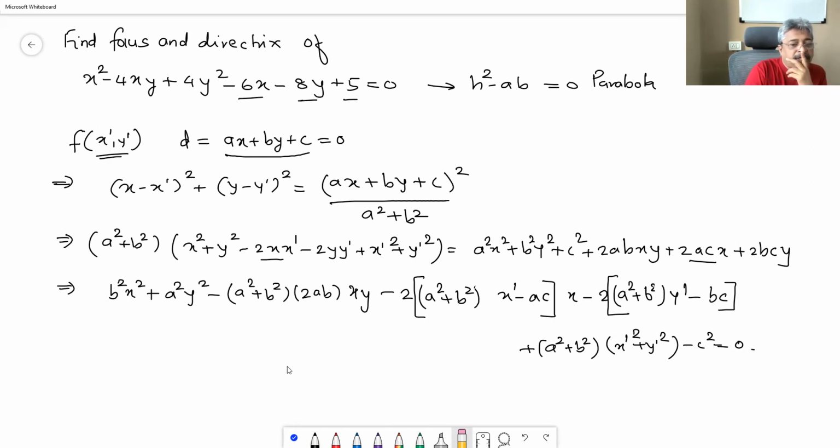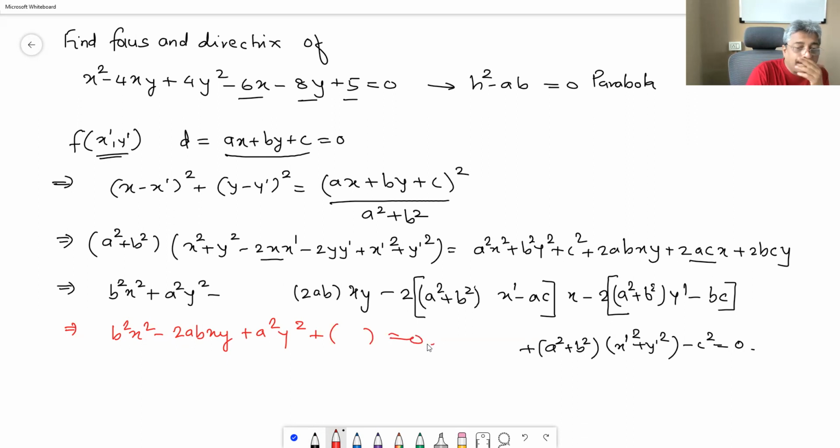Okay. If we concentrate on the homogeneous part of this equation, then we have b square x square minus... Sir, in the xy term, I don't think we need a square plus b square. This is not required, right? The a square plus b square multiplier is only in the LHS. Yes, now it is correct: minus 2ab xy plus a square y square plus something is equal to 0. Okay?